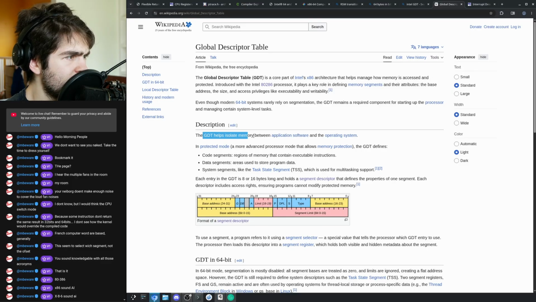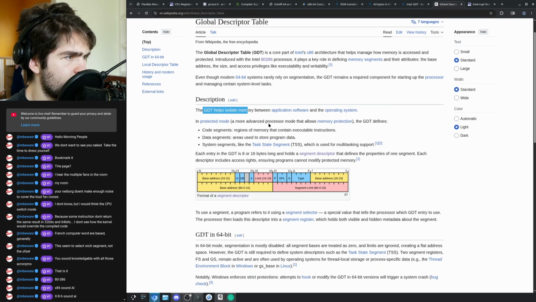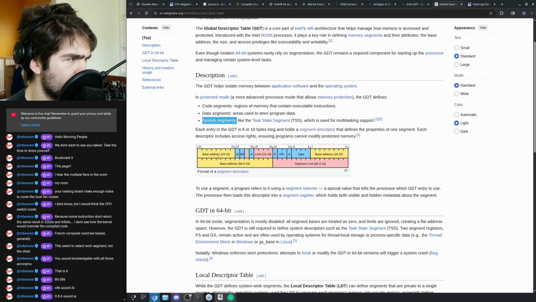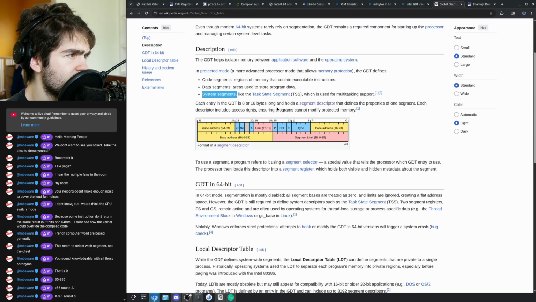The GDT helps isolate memory between application software and operating system software. In protected mode, a more advanced processor mode that allows memory protection, the GDT defines code segments, regions of memory that contain executable data; data segments, areas used to store data; and system segments, like the task state segment, which is used for multitasking support. Each entry in the GDT is either 8 or 16 bytes long and holds the segment descriptor that defines the properties of one segment. Each descriptor includes access rights, ensuring the program cannot modify protected memory.